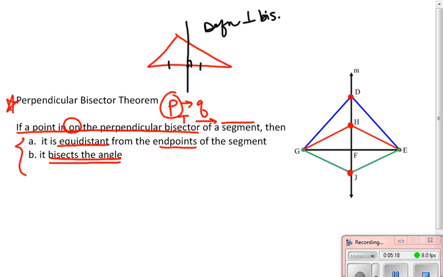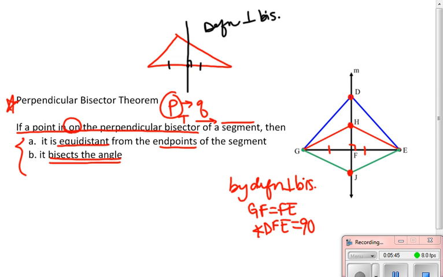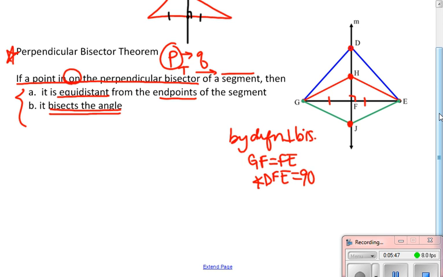So by definition, that is true. It is perpendicular, and GF and EF are equal. So by definition of perpendicular bisector, I know that GF is equal to FE, and I know that that angle, let's call it DFE, is 90.